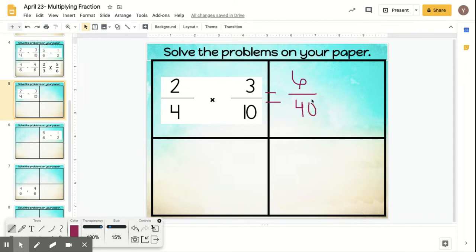So we always verify if we can simplify this. So 6 and 40 are both even numbers, so we can start by dividing by 2. So we can say 6 divided by 2 is 3, and 40 divided by 2 is 20. Now 3 is a prime number, so we just check: can 20 be divided by 3? No, it cannot. So that means this is our final answer.